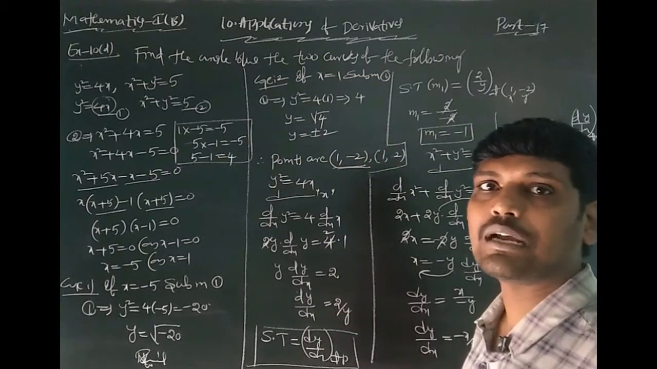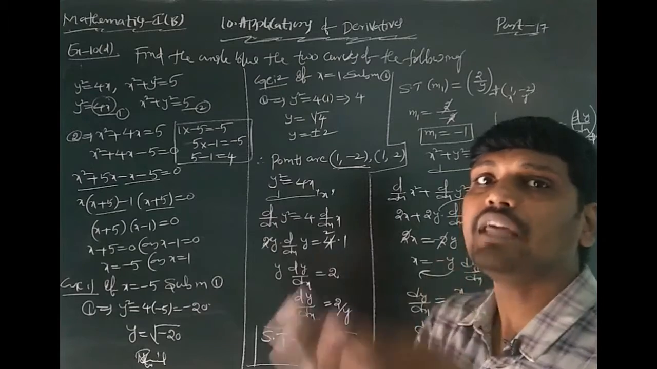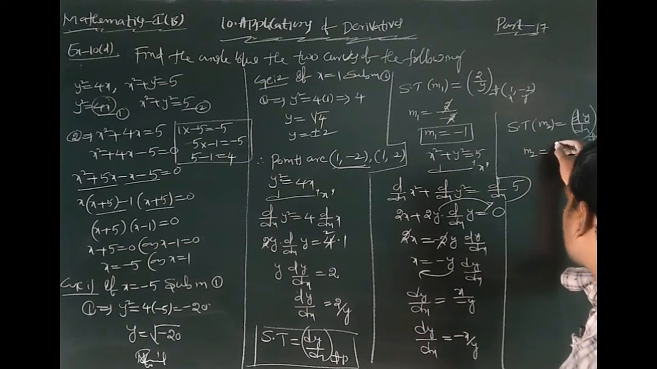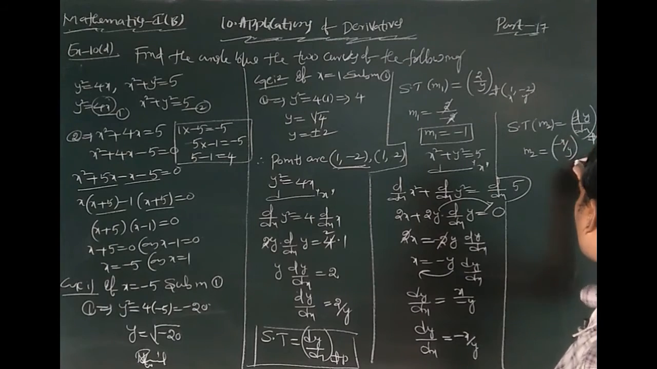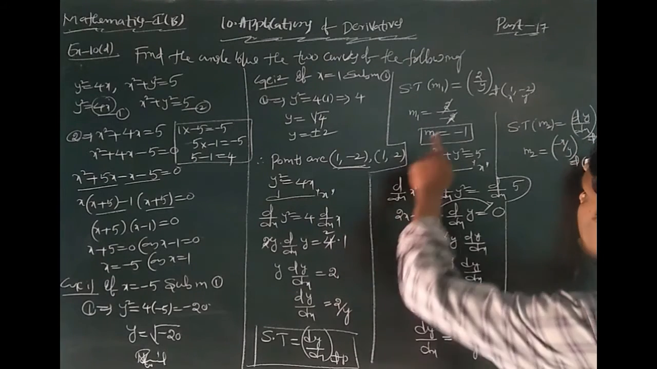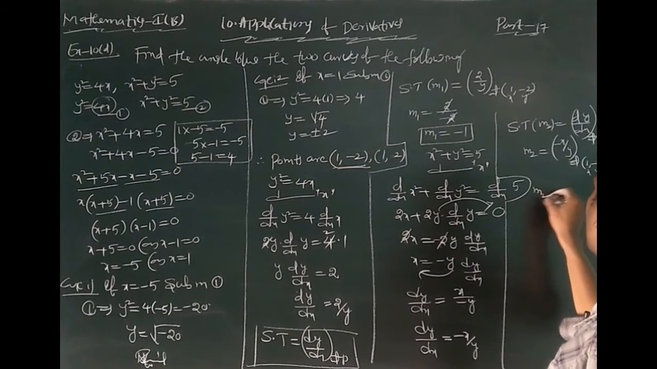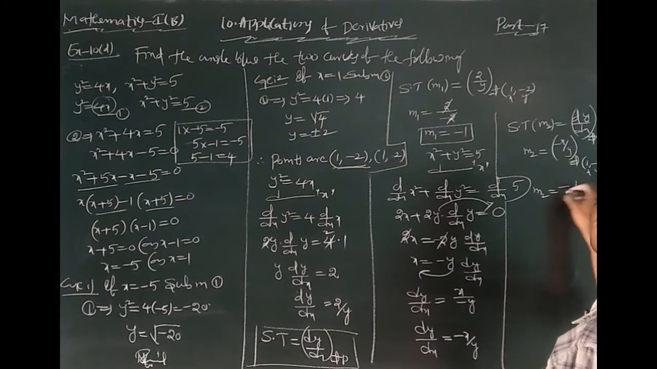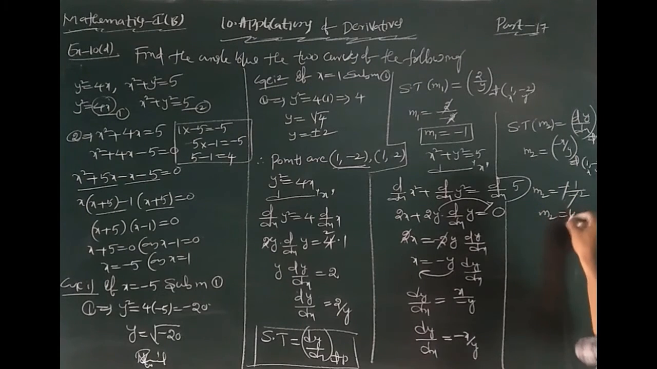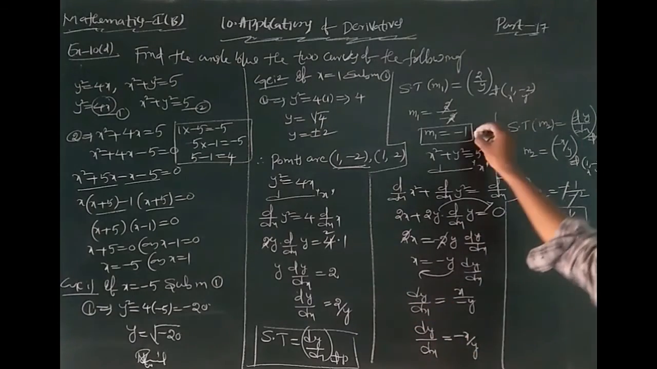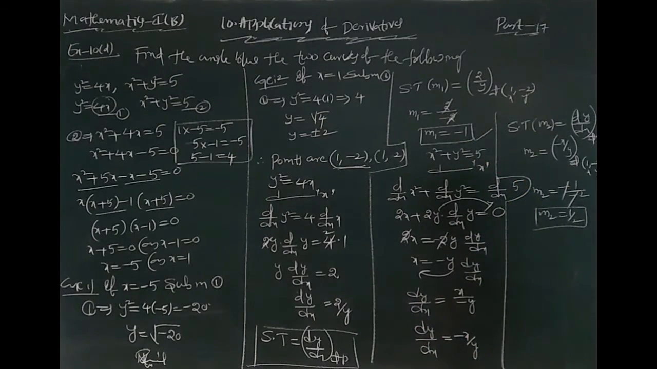Similarly, you have to take the second point on the second curve. Any one point you can use. So you can write m2 equal to dy by dx, which is minus x by y. The point given is 1 comma minus 2, where this is x and this is y. So m2 equals minus 1 by minus 2, which is 1 by 2. Here m2 is coming, and m1 is also coming, that is minus 1. m2 value is 1 by 2.